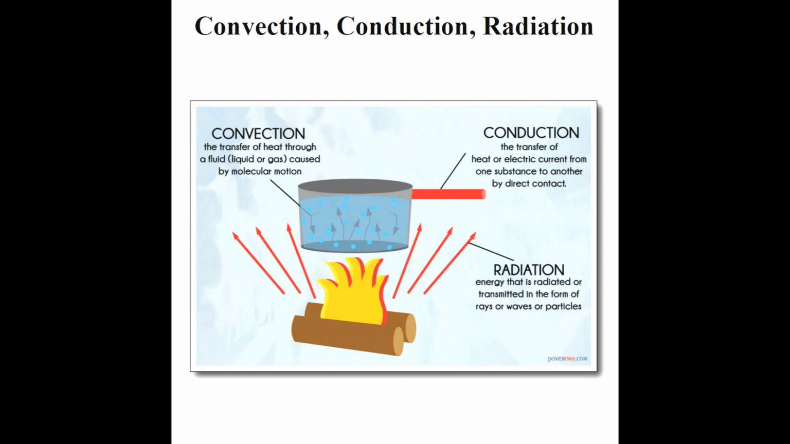Okay, so let's go straight into convection, conduction and radiation. What is convection? Convection is a transfer of heat through a fluid, which is liquid or gas, caused by molecular motion. Then conduction is a transfer of heat or electric current from one substance to another by direct contact. And radiation is the energy that is radiated or transmitted in the form of rays or particles.